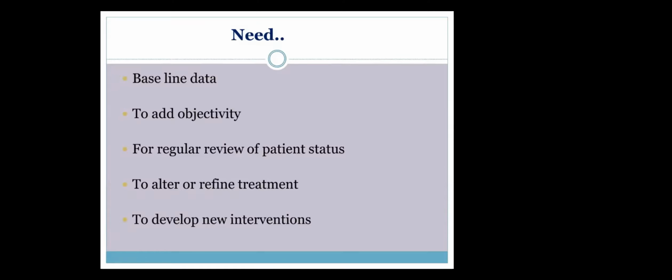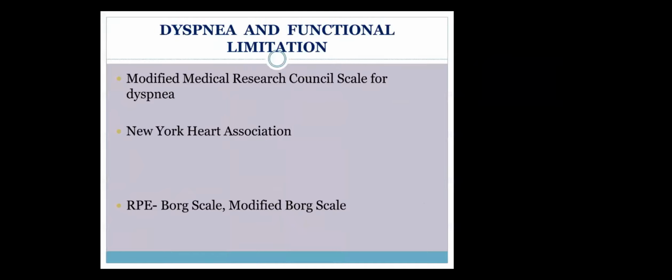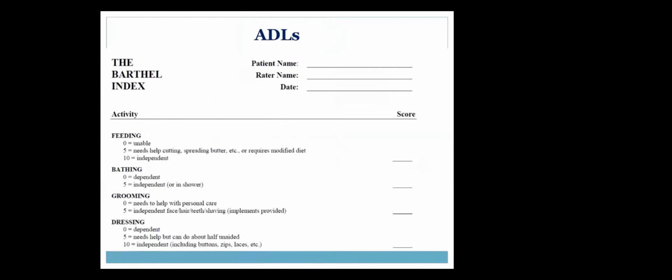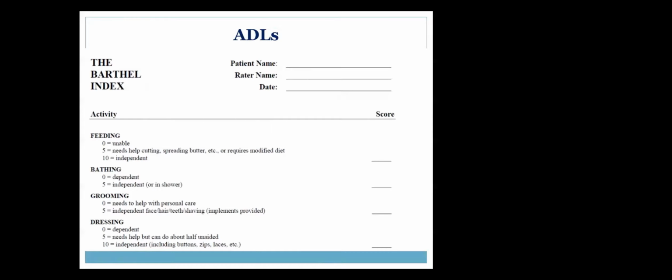For dyspnea or functional limitations, we can use the MMRC or the New York Heart Association, that is NYHA, grading of functional limitation. For RPE, we can use the Borg scale or the modified Borg scale. As far as pain is concerned, we can use either the NRS, numeric rating scale, or the visual analog scale, or if the patient belongs to the pediatric category or has difficulty in understanding, we can go in for the Wong-Baker scale. Barthel index is used to categorize their independence level for performing ADLs. So Barthel index needs to be taken.